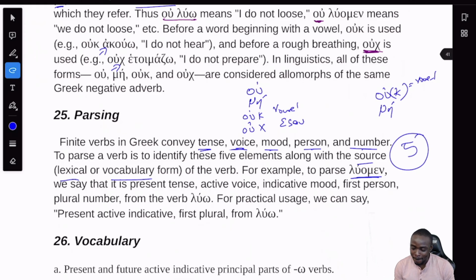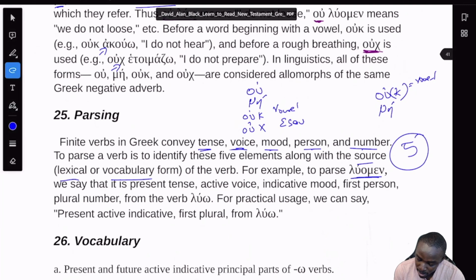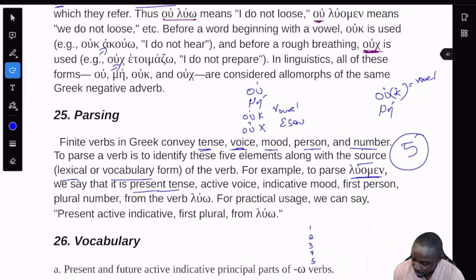But anyhow, we are working together. We say that it is present tense. So notice luomen is what? Present tense. Remember you have five elements: one, two, three, four, five. The first one is going to be tense, present tense. Then the next one is voice, and it's active voice. Next one is mood. It is indicative mood. Then the next one is person. It is first person. And the next one is number. It is plural. So plural, first person, and the mood is indicative.